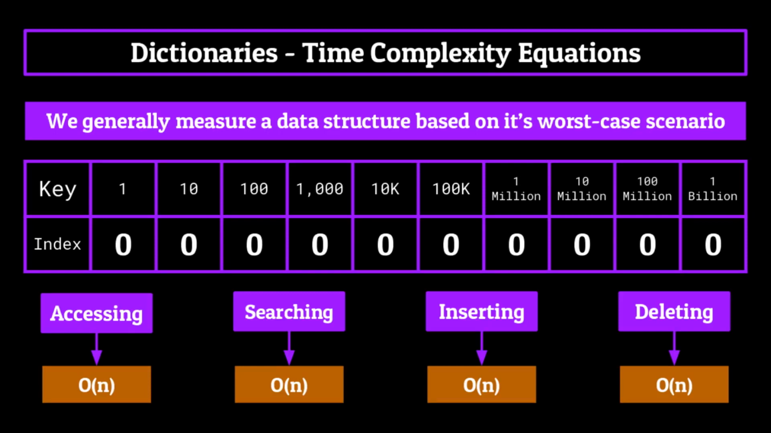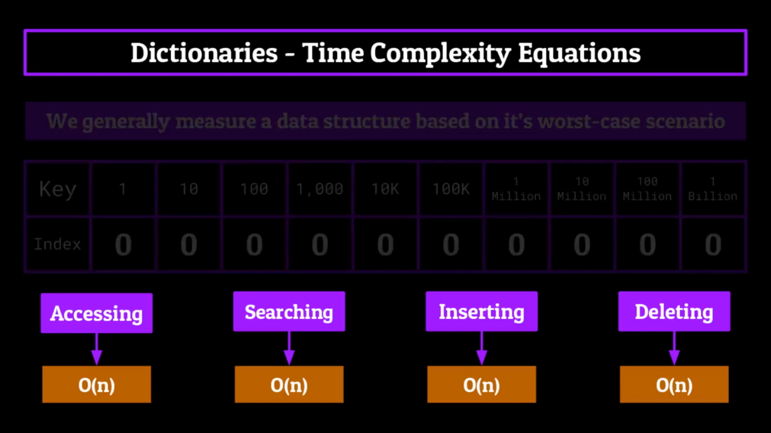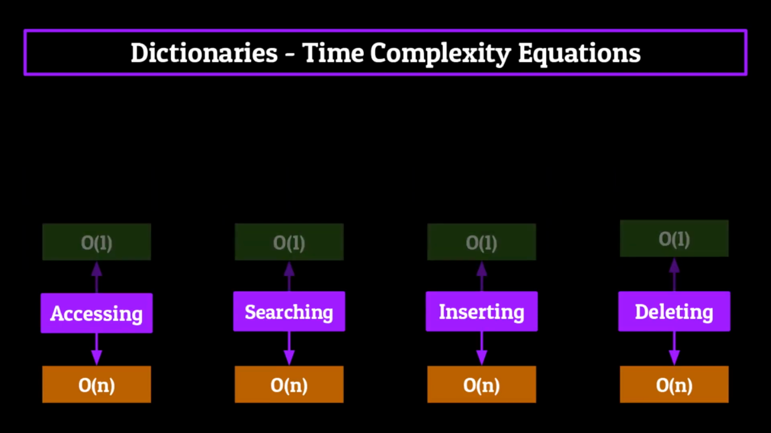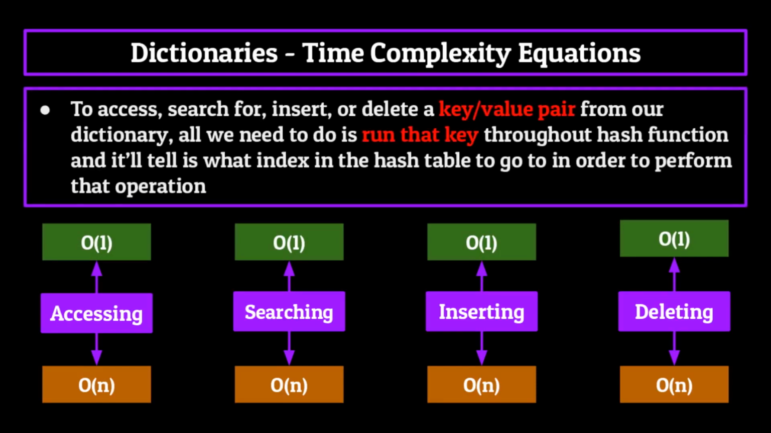why, in addition to the worst case scenario time complexity equations, I'll also go over the average time complexity equations for these 4 operations. Now, lucky for us, they're all going to be O of 1. This has to do with these hash functions we talked about before. To access, search for, insert, or delete a key value pair from our dictionary, all we need to do is run that key through our hash function, and it'll tell us what index in the hash table to go to in order to perform that operation.